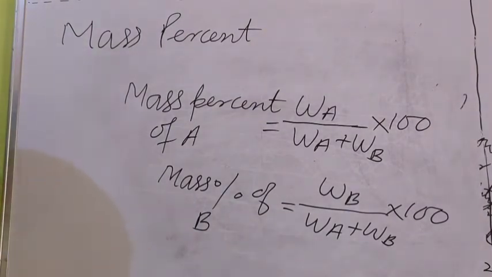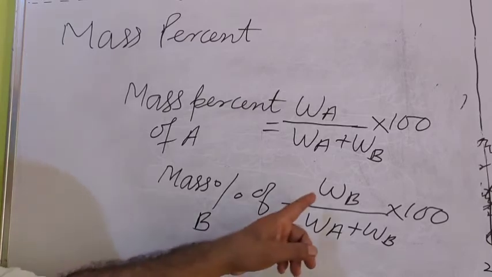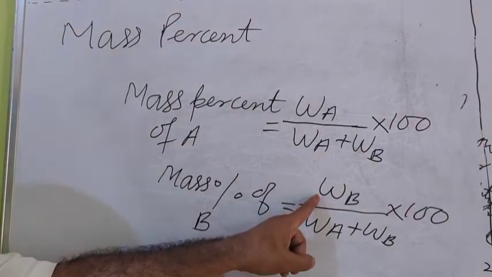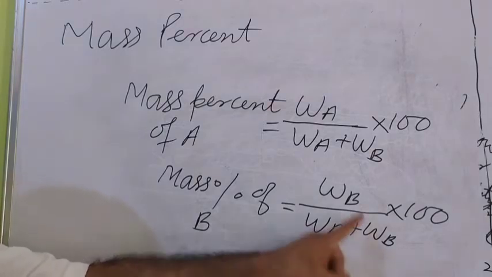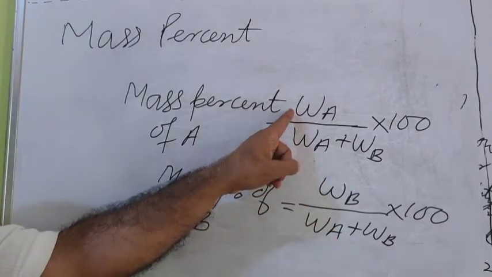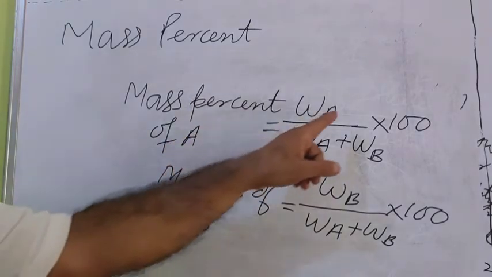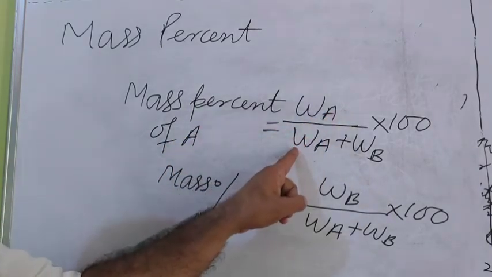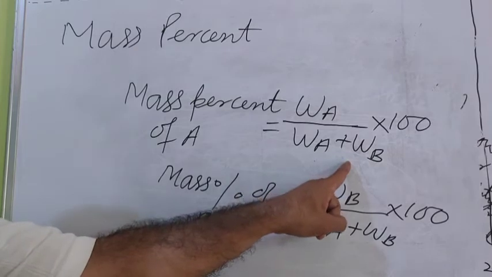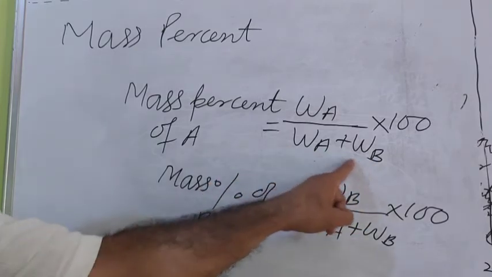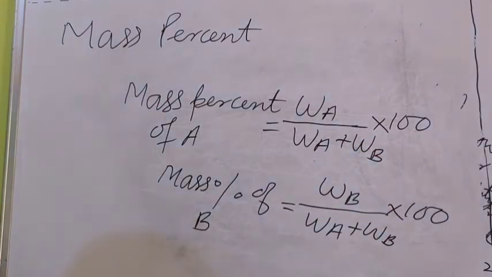So by means of this, you can find the mass percent, meaning mass of solute upon total mass. Suppose you want to find the mass percent of A, where A is the solvent. Then it is mass of solvent upon mass of solvent plus mass of solute, that is the mass of solution, into 100.